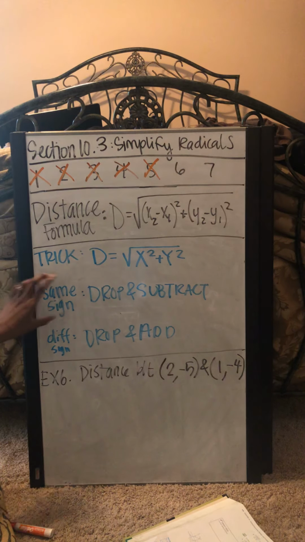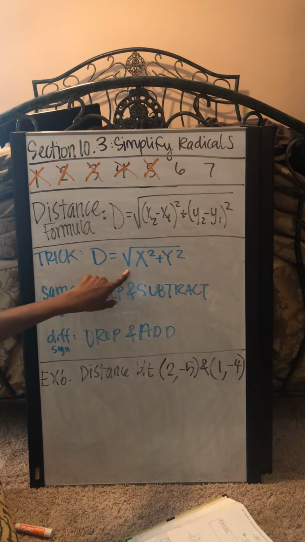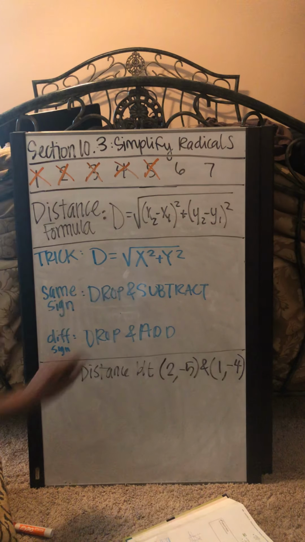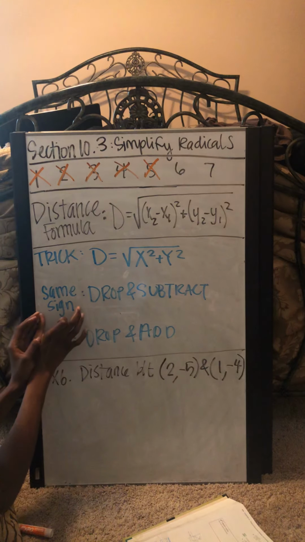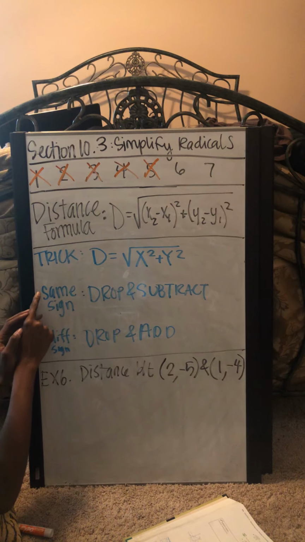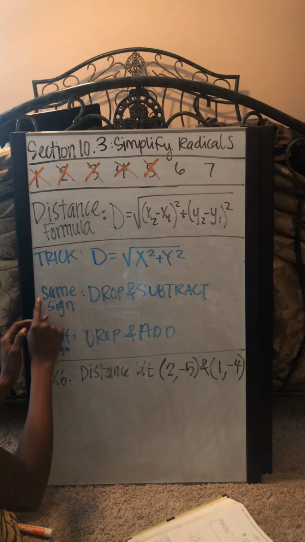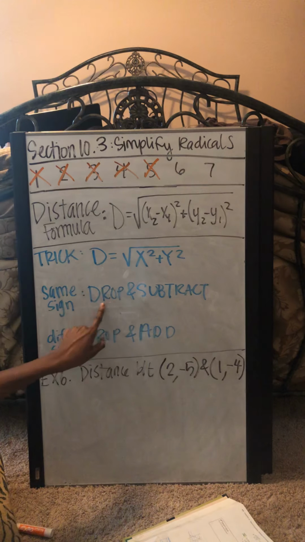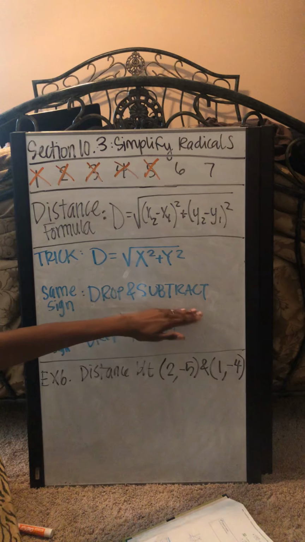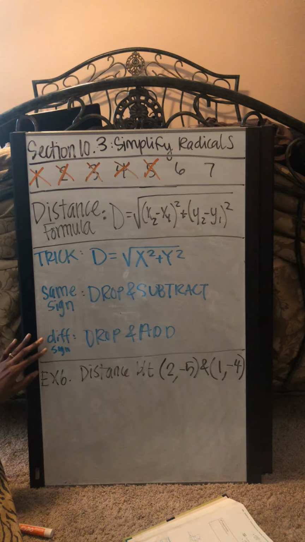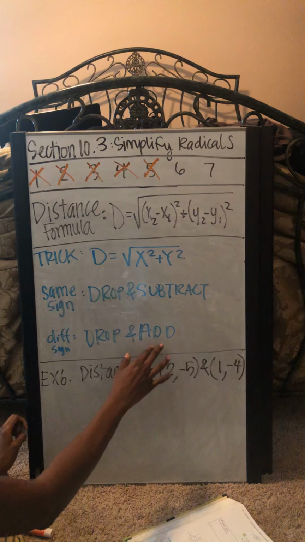So, for the trick way, the distance formula is just the square root of x squared plus y squared. Except you have to remember these two things. So, if the signs are the same, think alliteration, subtract. Same sign, subtract, okay? But you don't forget the word drop, okay? So if the signs are the same, you drop the signs and then subtract them. If the signs are different, you drop the signs and add them.